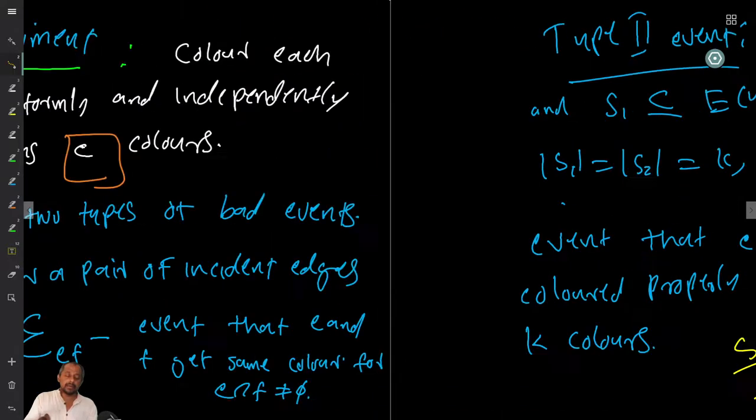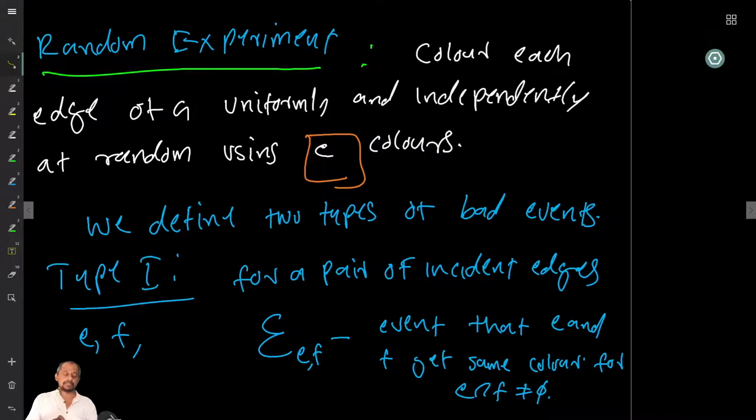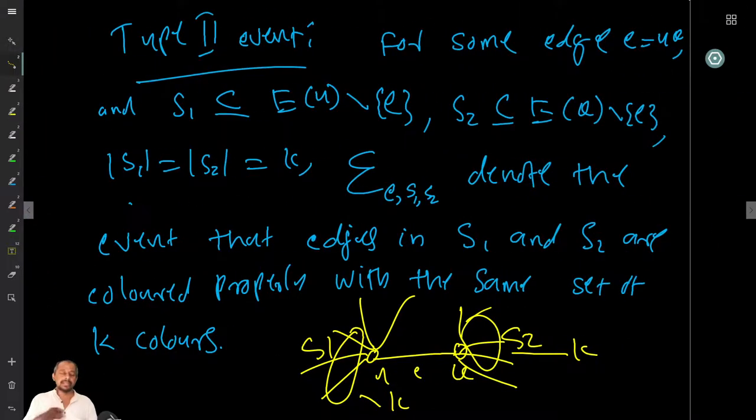So if I don't have type 1 and type 2 events in the random experiment, then I know that I have a k-intersection coloring of the graph using that many colors, right? So therefore, my idea is to now show that for some C, this will happen, and C will be of the type that we displayed. Okay, so our idea is to prove that type 1 events and type 2 events do not happen.